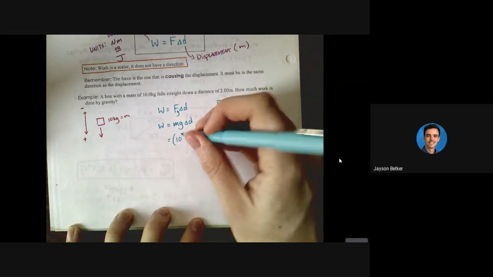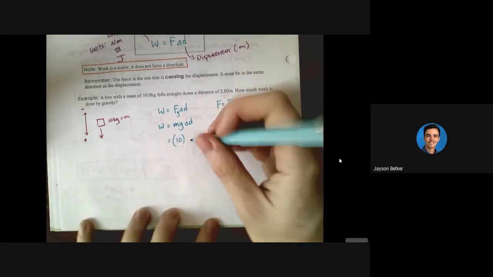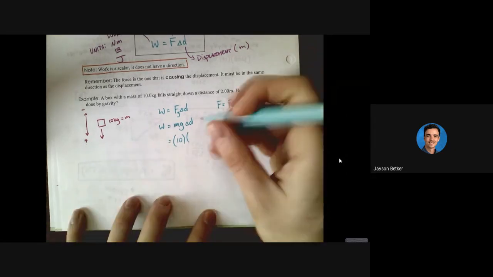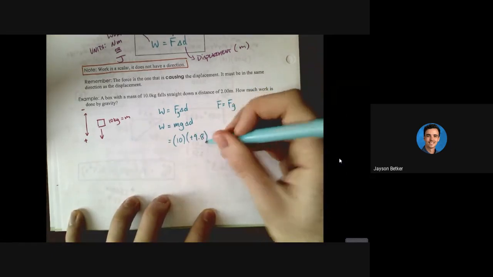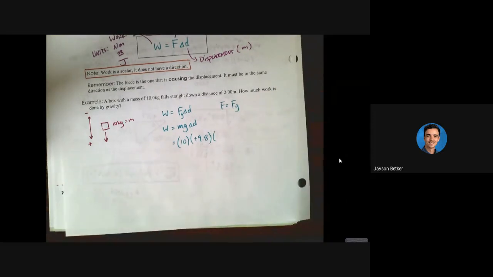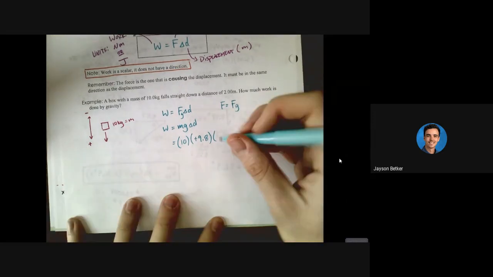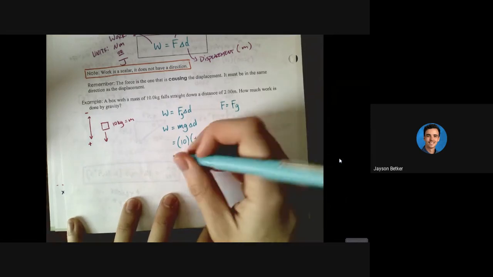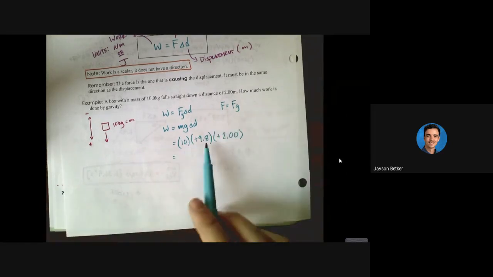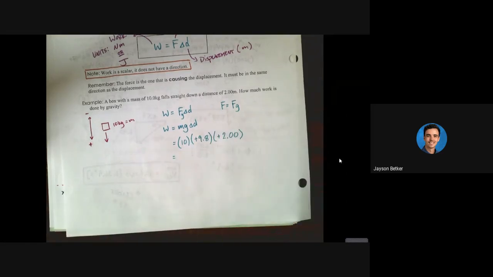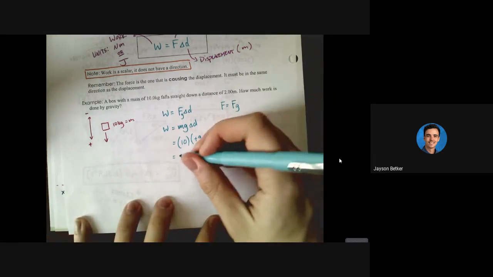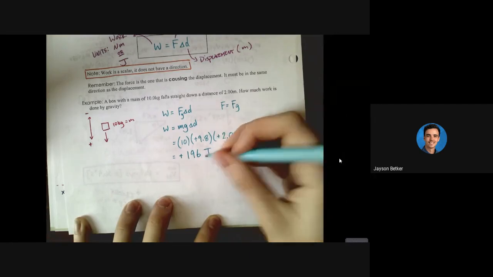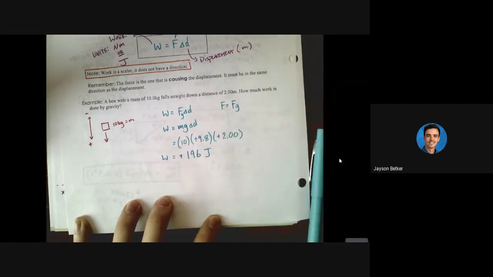Now let's write in all of our values. So m is 10. G is 9.8, but it's 9.8 down, which I've already said was positive. So positive 9.8. And the displacement is also down, so it's positive 2.00. And what we get is 10 times 9.8, that's 98, times 2 should give us a positive 196 joules. That is our work. So we don't need to give a direction.